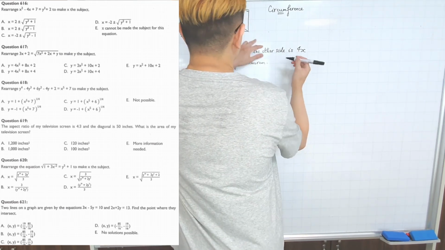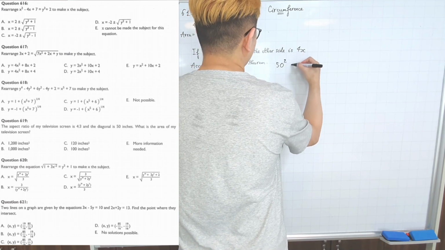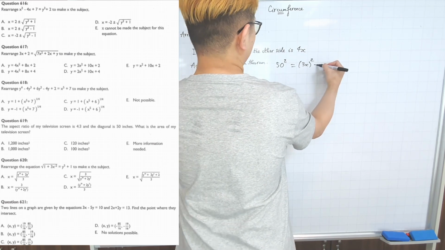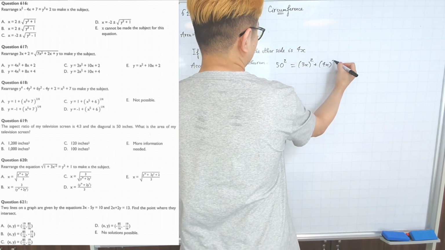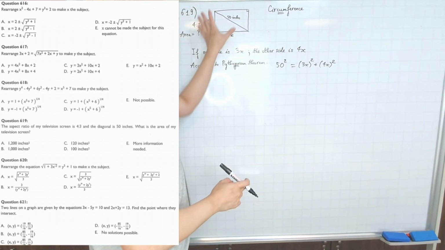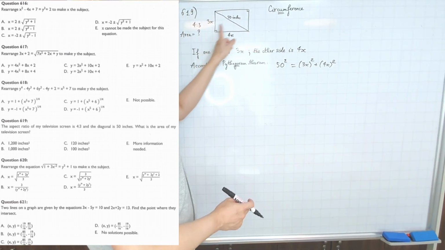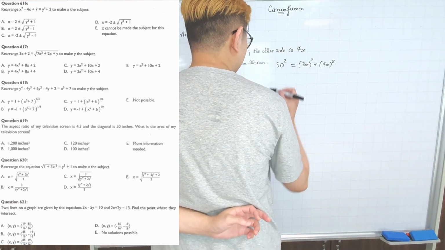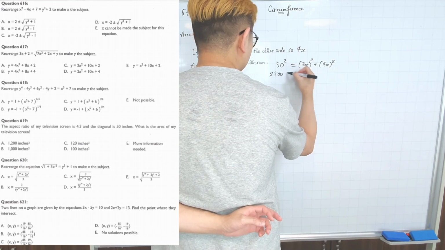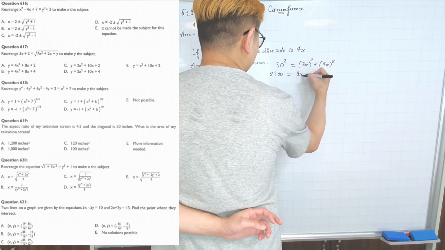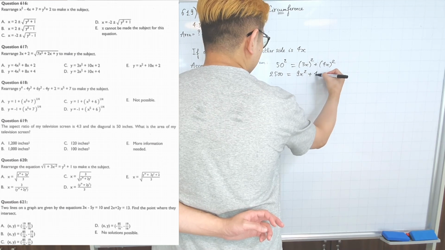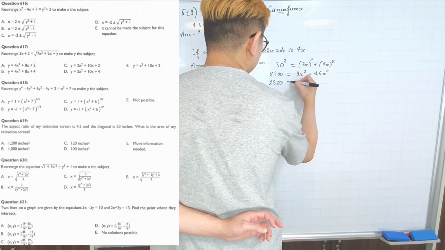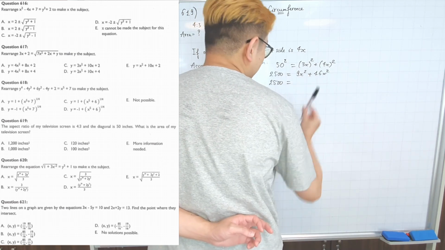So basically this 50 inches squared will be equal to this one squared plus this one squared, right? Pythagorean theorem: the hypotenuse squared equals this side squared plus this side squared. So what can you find now? 50 squared is going to be 2,500. 9x squared plus 16x squared, so you're going to have 25x squared.